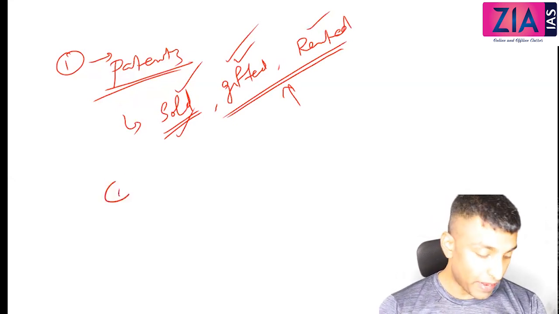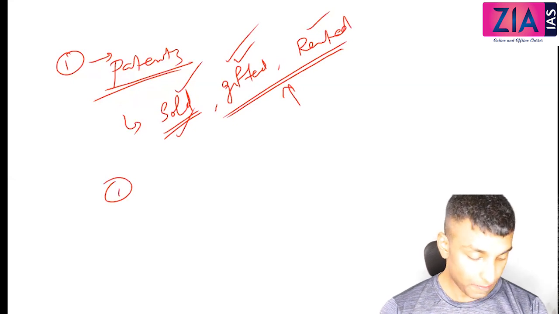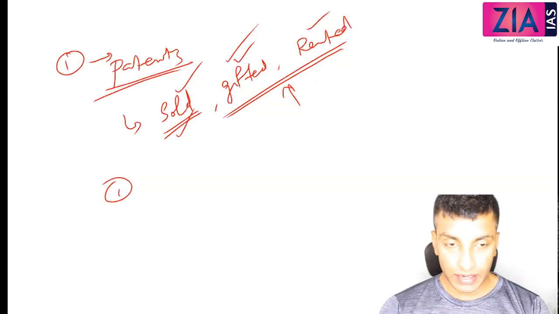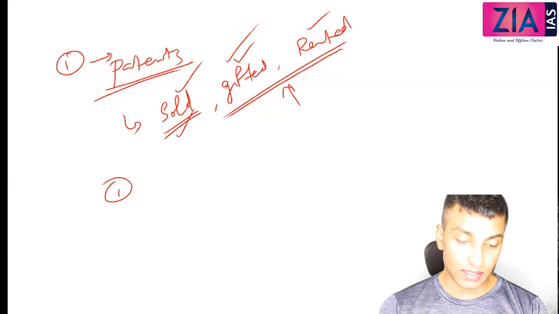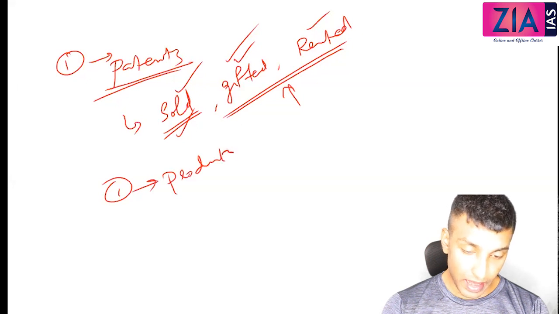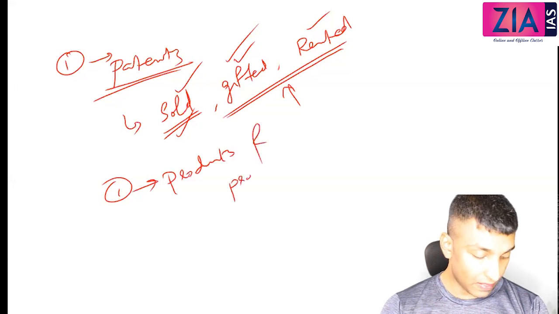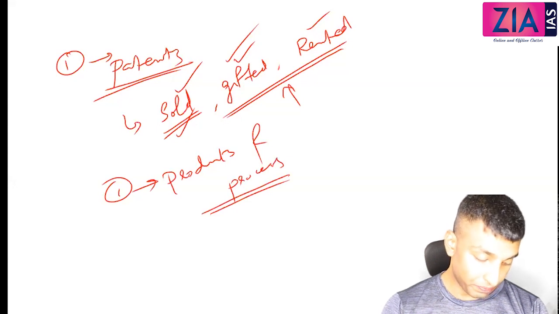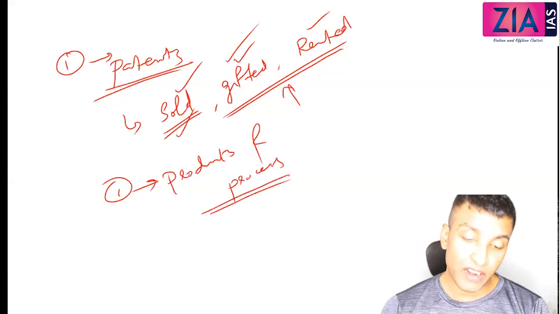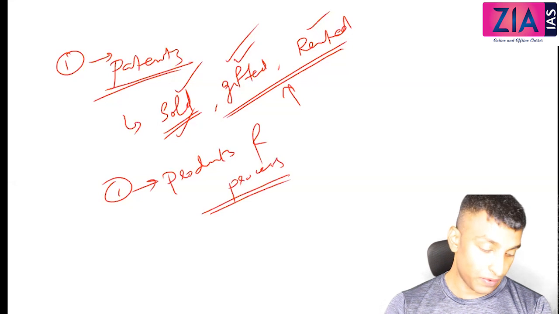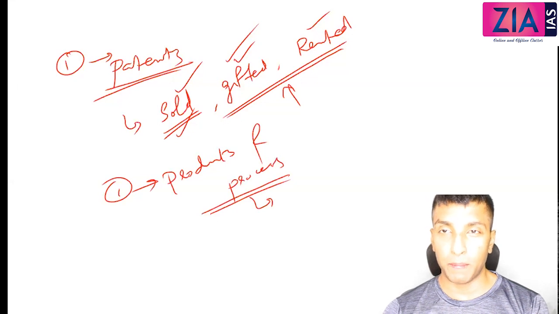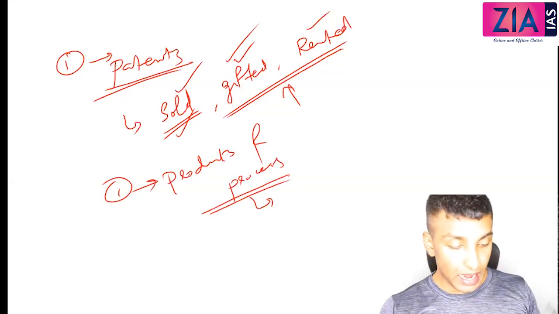One more line you can write. The patents are granted for products and processes. We will discuss about product patent and process patent. Just right now, the patents are granted for products and processes that are new or novel, which involve some inventive step, and have commercial applicability.